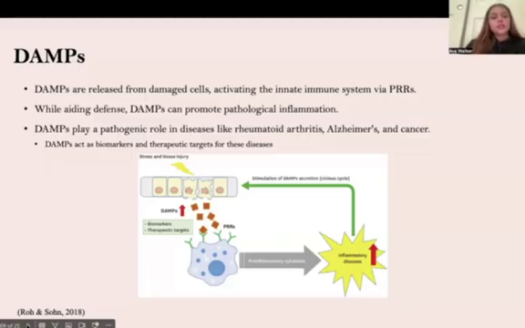DAMPs. DAMPs are released from damaged cells, activating the innate immune response via PRRs. While aiding defense, DAMPs can promote pathological inflammation. These also play a huge pathogenic role in diseases like rheumatoid arthritis, Alzheimer's, and cancer. They act as biomarkers and therapeutic targets for these diseases.